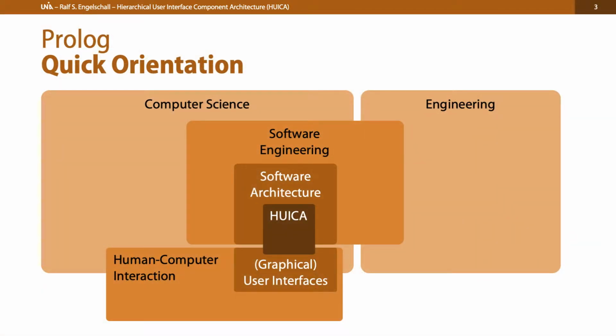As a quick orientation, where is this dissertation actually located? Well, it is directly in the heart of computer science and software engineering, and there in the software architecture discipline. So, hierarchical user interface component architecture, as the name implies, is a software architecture. It also touches the graphical user interface field of human-computer interaction, but as you will see later, it is really just touching this field because HUICA is more or less independent of the particular rendering of the view masks.